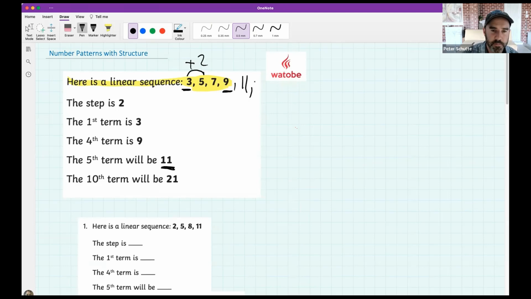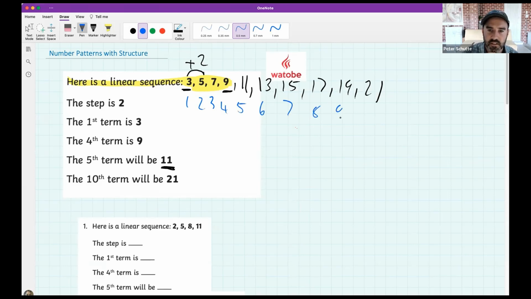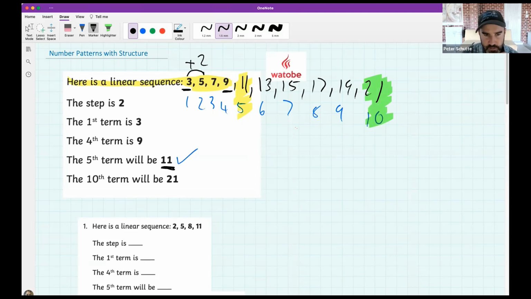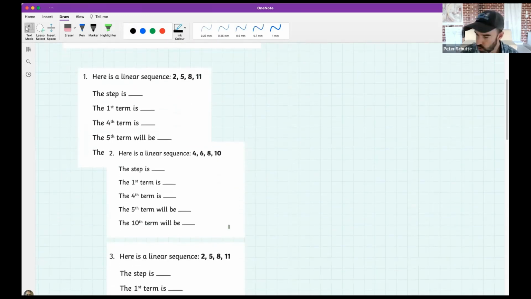Okay, so now if we think about how do we get to 21, we need to go. And so now we can see if we count that out, 1, 2, 3, 4, 6, 7, 8, 9, 10. So the fifth term will be 11. And the 10th term will be 21. So as we start today, I want you to make very clear in your brain the idea of the position number and then the term value. Okay, let's start with 2 questions like this.